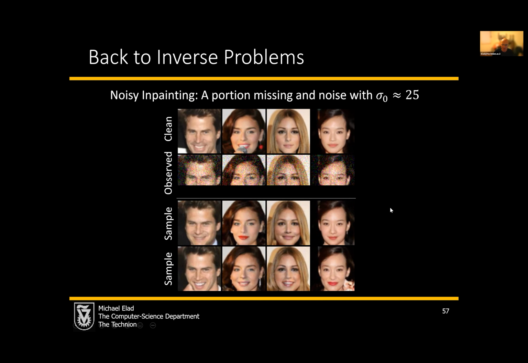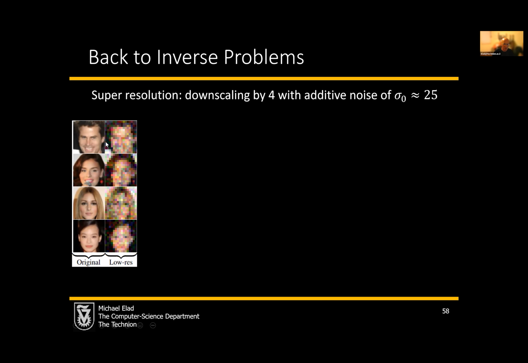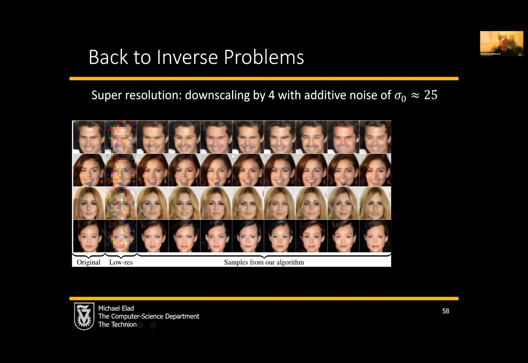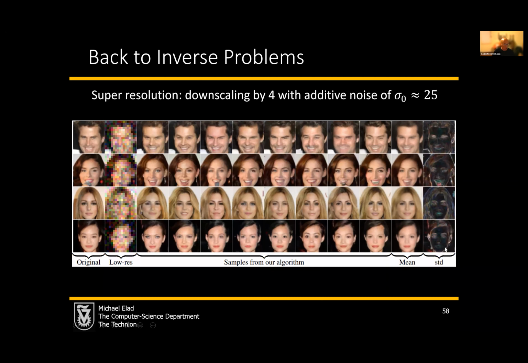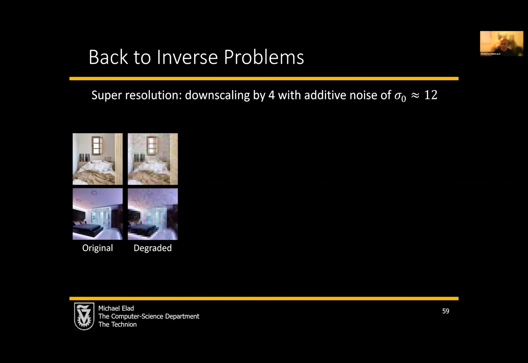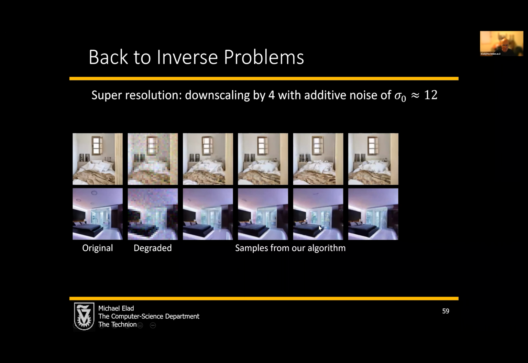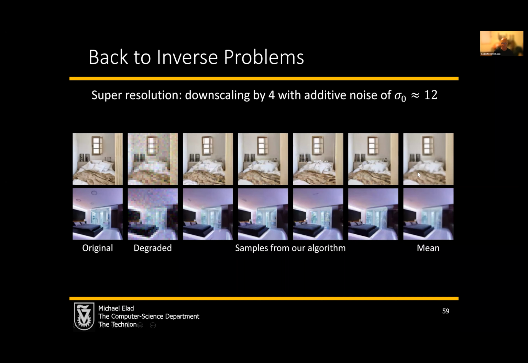So this is inpainting. This is super resolution. So we are trying to go back from these images to these original images. Those are the samples we get. These are their average, which is the MMSE. And this is their standard deviation. So we have a way of quantifying the uncertainty in each pixel. Similarly, we work on bedrooms and we have degraded images, loss of resolution, samples, and the samples are slightly different. If you dive a little bit into the images, you will see that they are slightly different. And this is their mean.